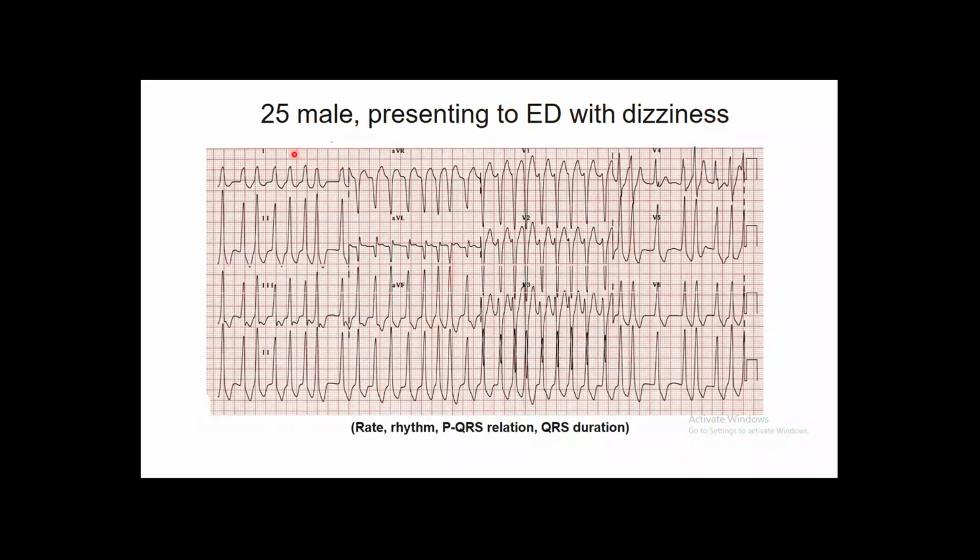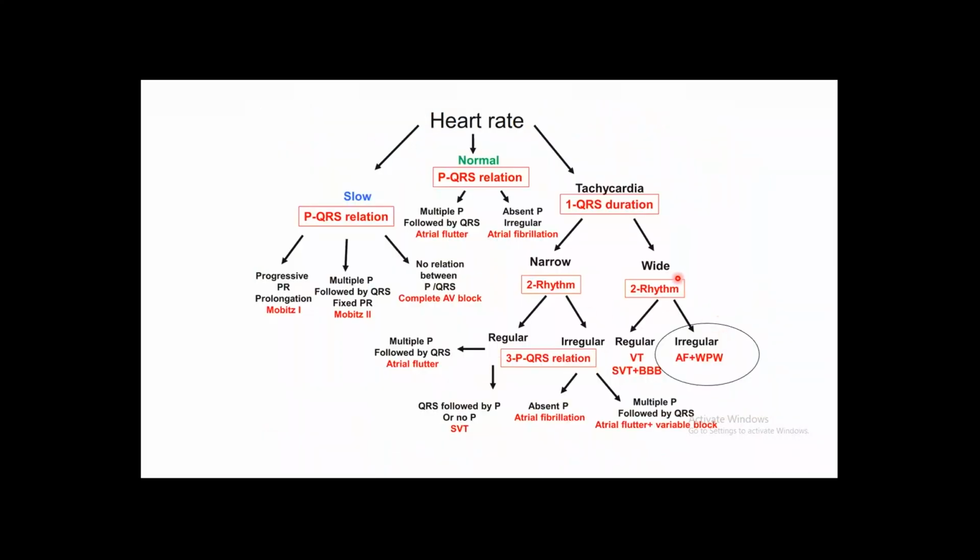So we have this 25-year-old male patient presenting to emergency with dizziness. We have a very high rate, almost 280 or 300. The rhythm is irregular. We can see P wave clearly, so we can comment on the P and QRS relationship. The QRS complex is wide. So according to the algorithm, what is the differential diagnosis? We have a wide complex irregular tachycardia that is very fast.